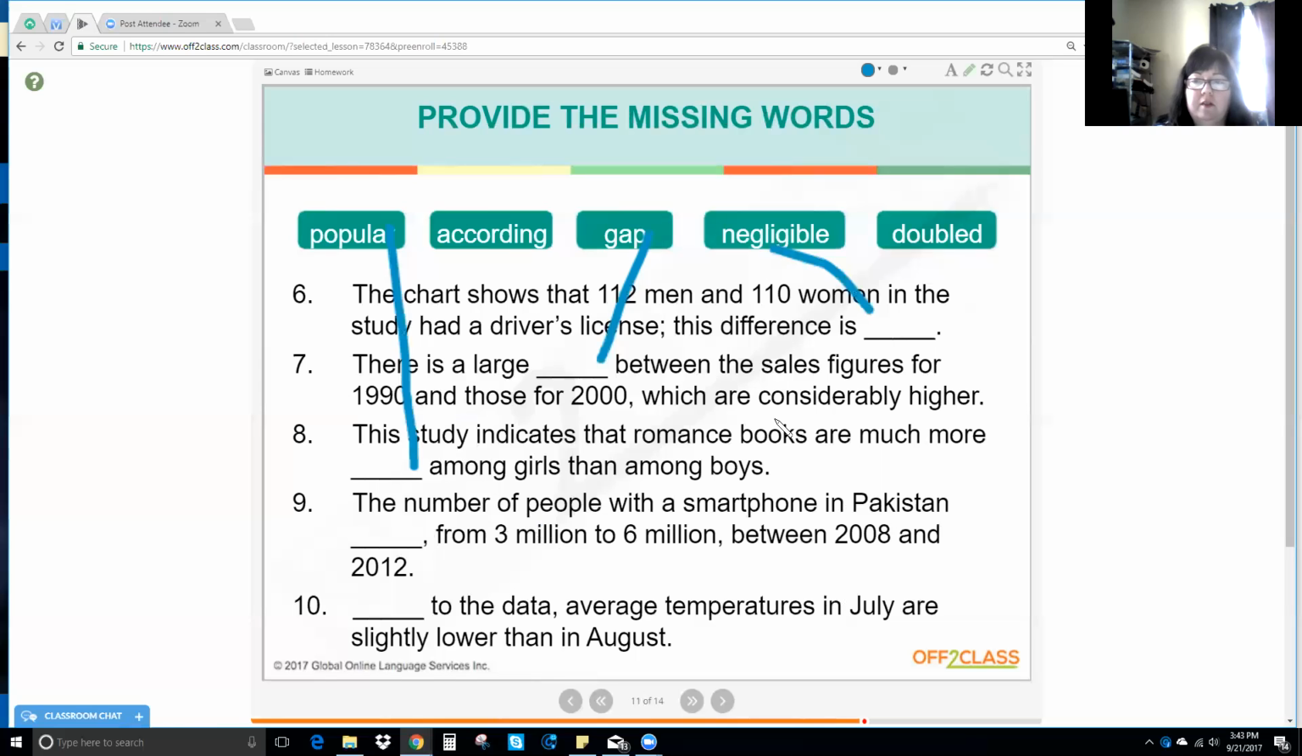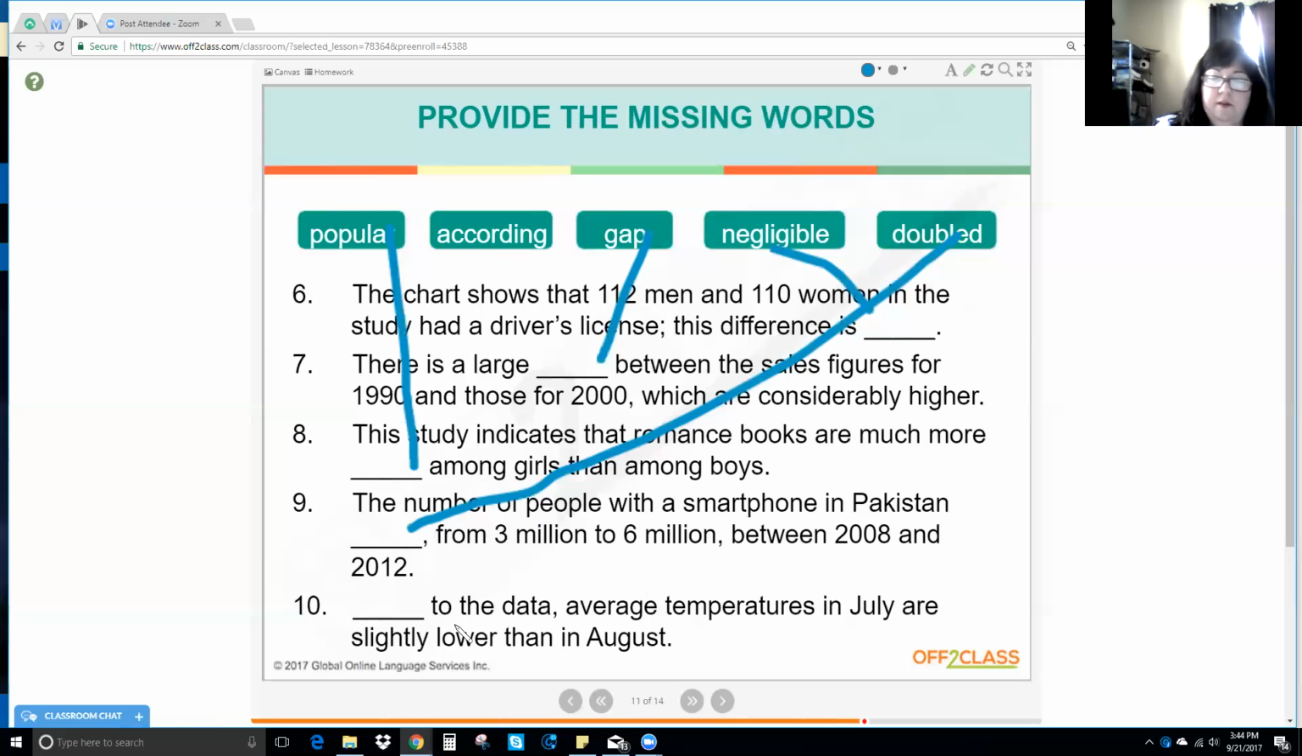and 2012. I think that pretty much happened everywhere, but Pakistan is our example. The number of people with a smartphone increased from 3 million to 6 million. Doubled is good because the numbers are double. Grew. We could say increased or grew if we couldn't use double. You know, maybe it grew from 4 million to 6 million.